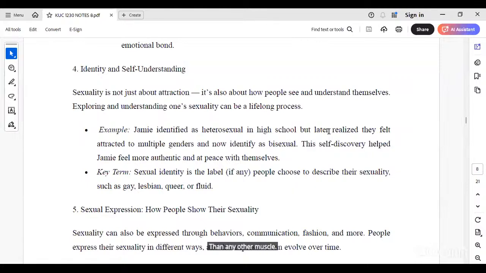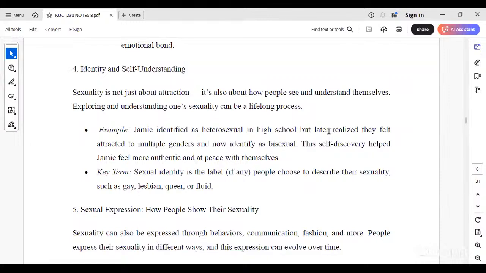So sexual identity is the label that people choose to describe their sexuality. Okay. So how do you describe yourself in terms of whom you are attracted to? What is the level? What is the type of attraction that you have towards different people who have different sexual identities?